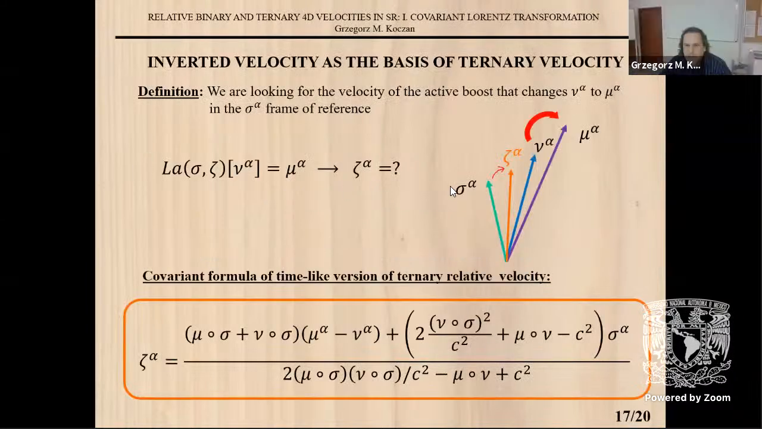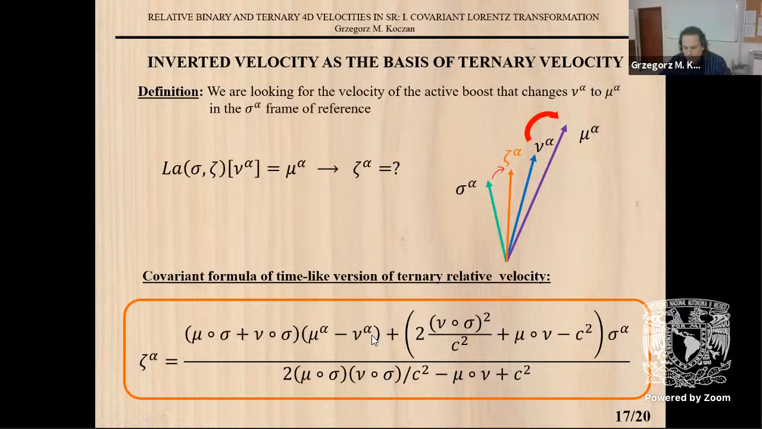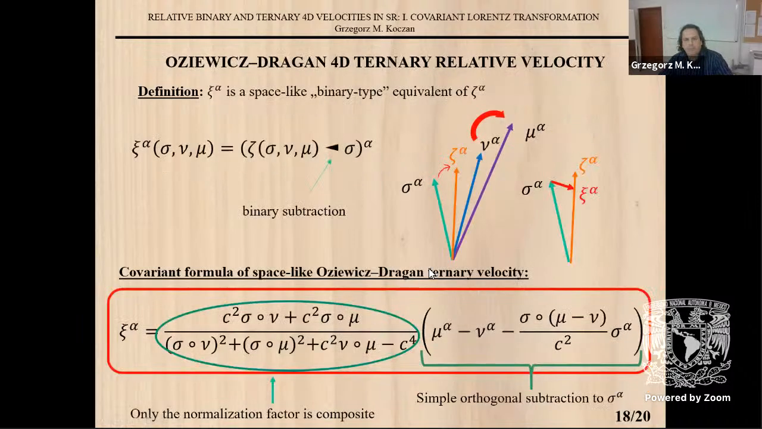We exactly see zeta before. Now, zeta is an orange vector, and this is the explicit formula for it. And now we see the construction of exactly the canonical ternary velocity of Oziewicz-Dragan.